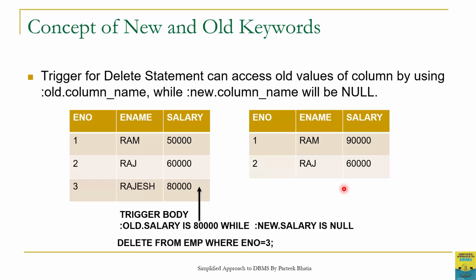So update trigger can access both old and new, while trigger on insert can access only new values. Old values will be null. Trigger on delete can access only old values and the new values will be null.